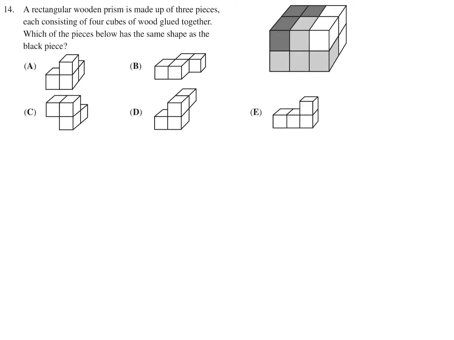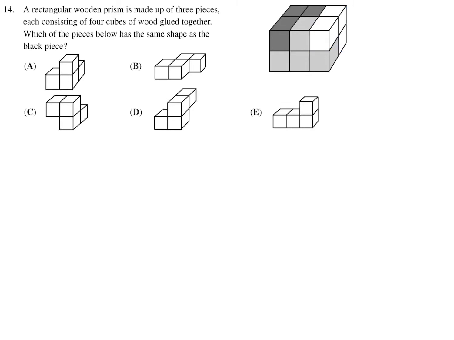A rectangular wooden prism is made up of 3 pieces, each consisting of 4 cubes of wood glued together. Which of the pieces below has the same shape as the black piece? This is a great conceptual question, and if you had the figure in front of you, it's kind of like a Rubik's Cube, but part of it, I guess. It'd be easier, but you don't have it in front of you, so you've got to visualize. All right. What I'm going to do is first talk about the white one right here.